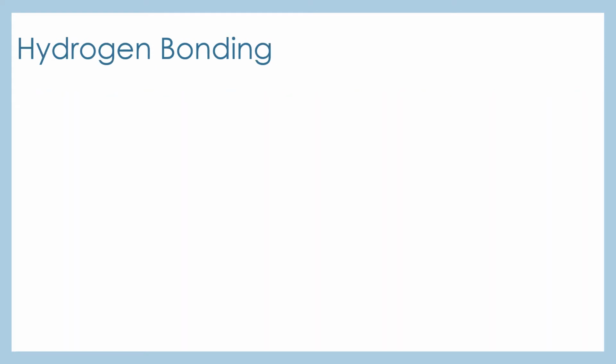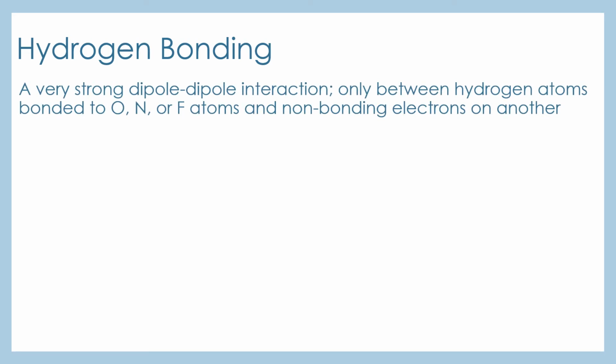So let's talk about hydrogen bonding. Hydrogen bonding is a very strong dipole-dipole interaction, which only occurs between hydrogen atoms that are attached to highly electronegative atoms, such as oxygen, nitrogen, or fluorine, and non-bonding electrons on another. Hydrogen bonding is really important even within our own bodies. There are hydrogen bonds between atoms within our proteins. That's what causes protein folding, and even holds together our DNA.